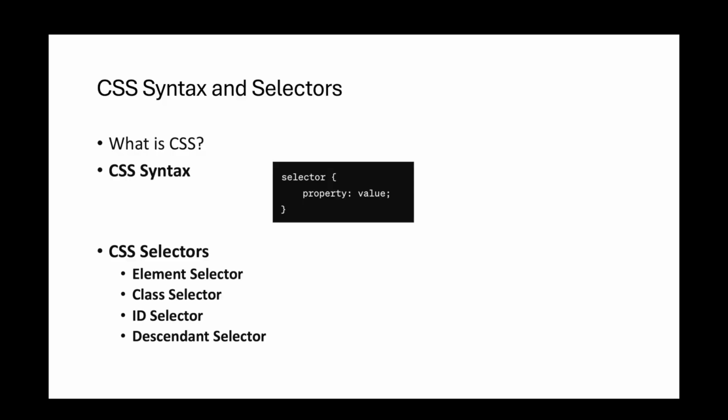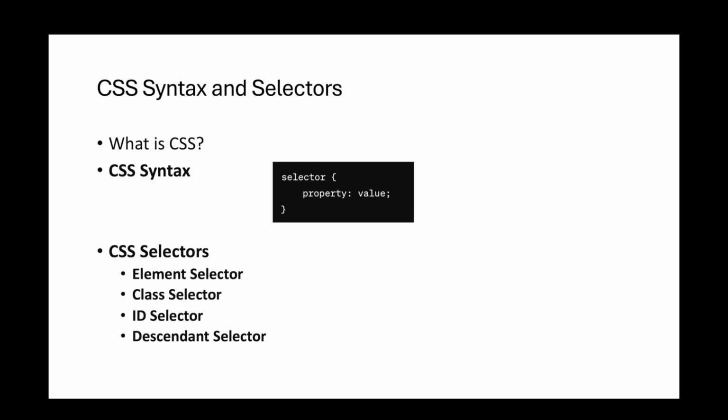What is CSS? CSS is used to define the visual presentation of web pages, including aspects such as layout, colors, fonts, and spacing. It allows developers to separate the content of a web page from its presentation, making it easier to maintain and update the design of a website. CSS styles are applied to HTML elements using selectors, properties, and values.